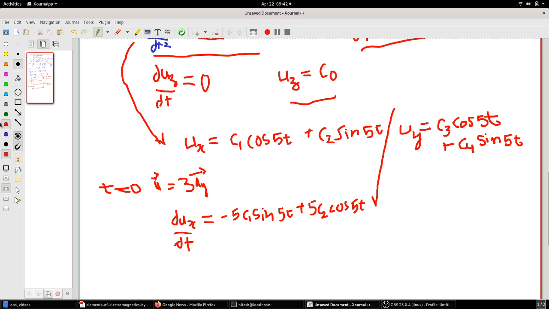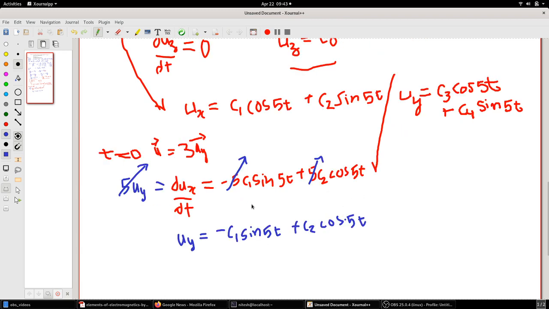Okay, so this dux by dt is given as equal to phi uy, right? So I get the uy component will be like this. This will cancel and this will cancel, right? So what it turns out is C1 is equal to minus C4 and C2 is equal to C3. Okay, that's what I get. So I know these two equations. So C3 is C2 and C4 is minus C1.